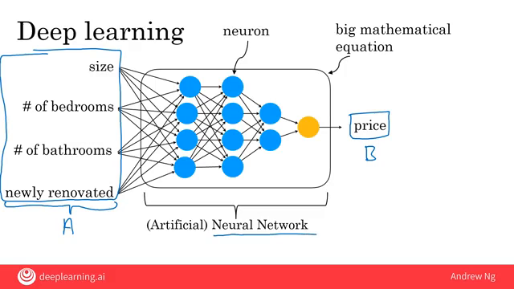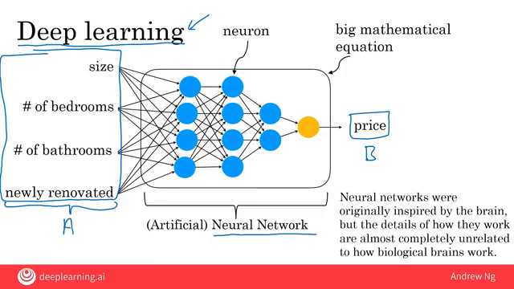So what do neural networks or artificial neural networks have to do with the brain? It turns out almost nothing. Neural networks were originally inspired by the brain, but the details of how they work are almost completely unrelated to how biological brains work. So I was very cautious today about making any analogies between artificial neural networks and the biological brain, even though there was some loose inspiration there.